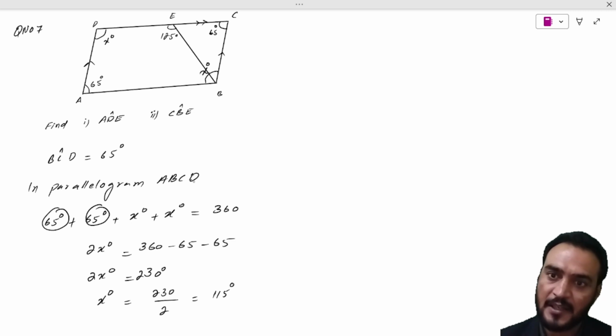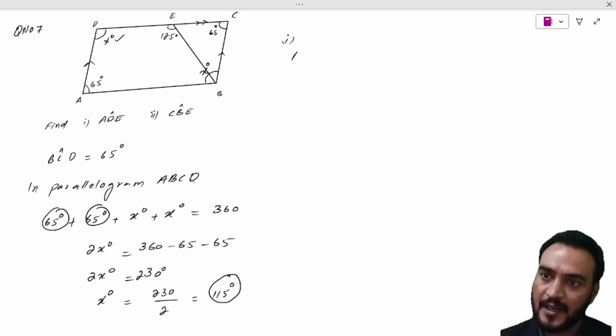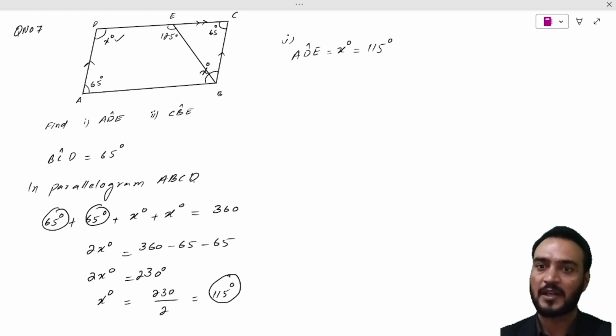It means that as the angle at point D is x degrees and the value of x now is 115 degrees, so this angle required in part 1, that the angle ADE, is equal to x degrees and it is equal to 115 degrees. Hence we have found the value of the angle ADE.